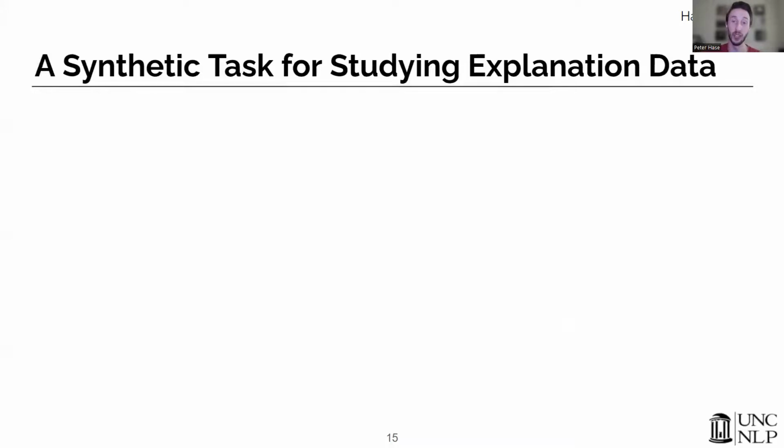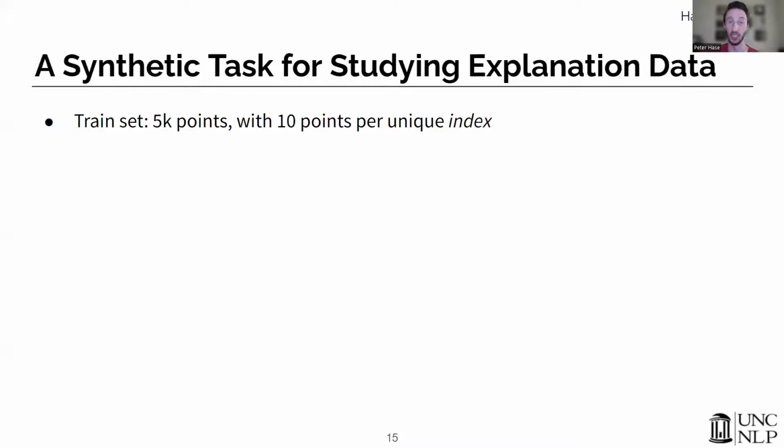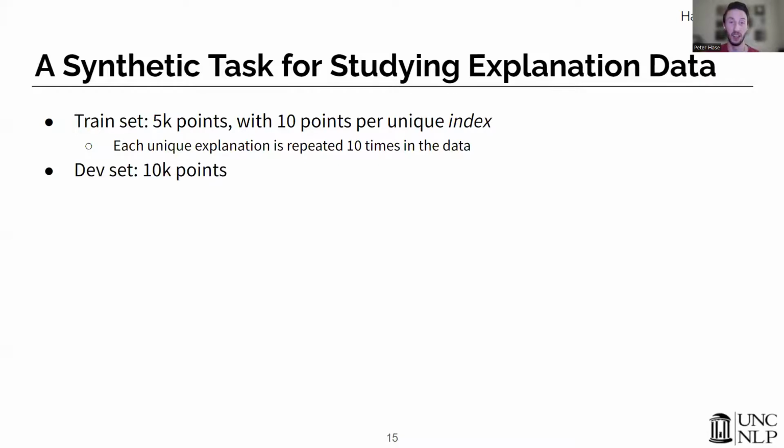To get data splits for training and testing models, we first get 5,000 training points with 10 points per unique index. That means that each unique explanation is repeated 10 times in the data. Next, we get 10,000 dev points, which do not appear in the training data, but which do use label reasons that are present during training. And finally, we get 50,000 test points in the same data. All of these numbers are easily adjustable.